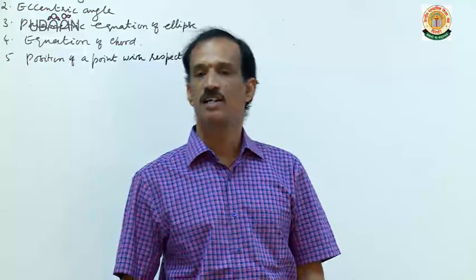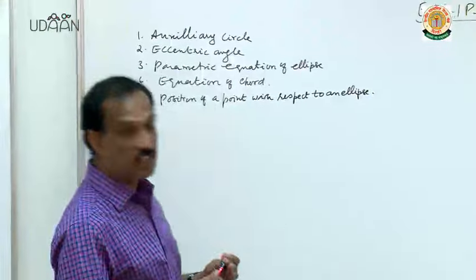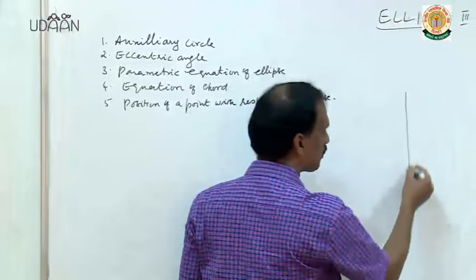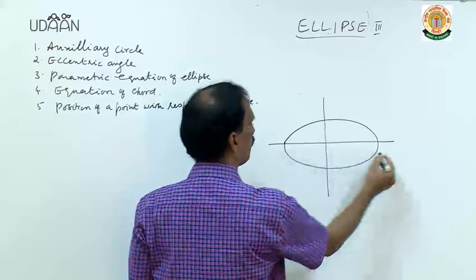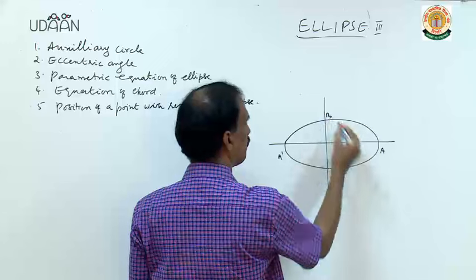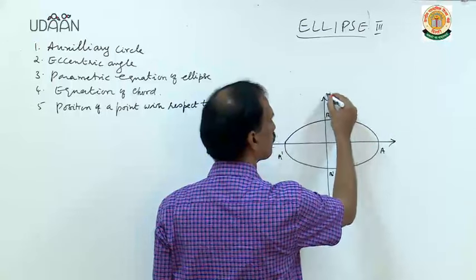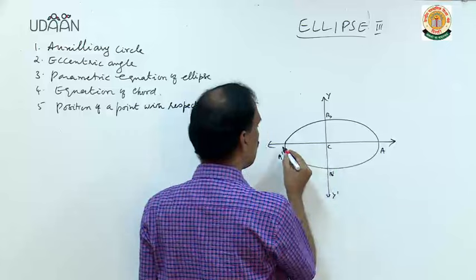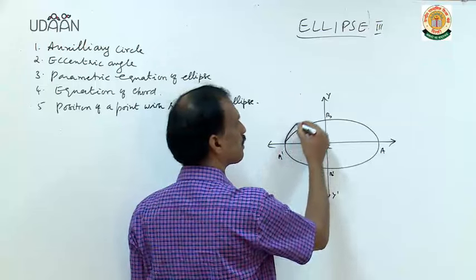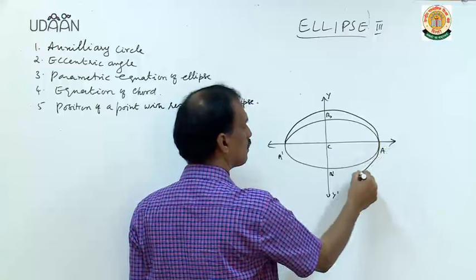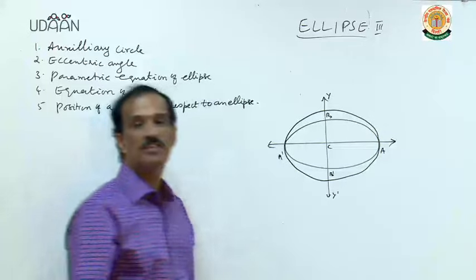Good morning. Today we will see the next topic of the ellipse: the auxiliary circle. Auxiliary circle means you have the ellipse equation. This is your ellipse, with points A dash, B, B dash. Now you draw a circle with A dash as a diameter. Then this circle is called the auxiliary circle.